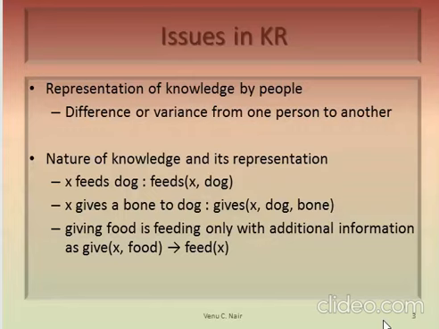Let us consider another statement which gives the meaning almost the same in natural language. X gives a bone to dog. So we have one more argument with this. Besides the person X and the dog, we have a bone to be accommodated. So this can be represented in the predicate logic as gives within bracket arguments X, dog, bone, meaning X is giving a bone to the dog.